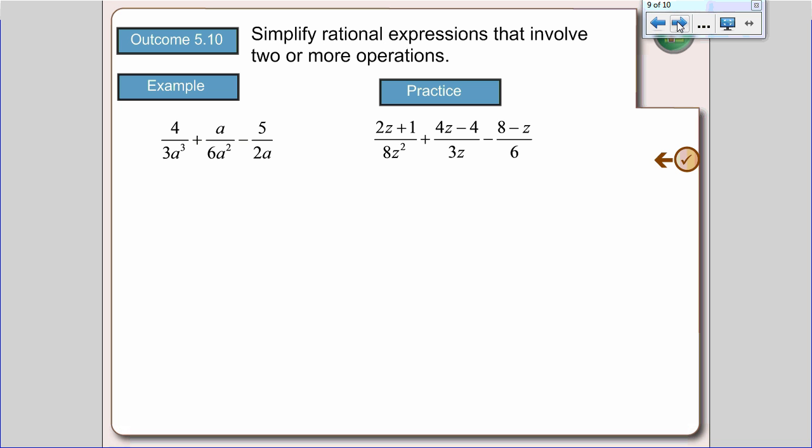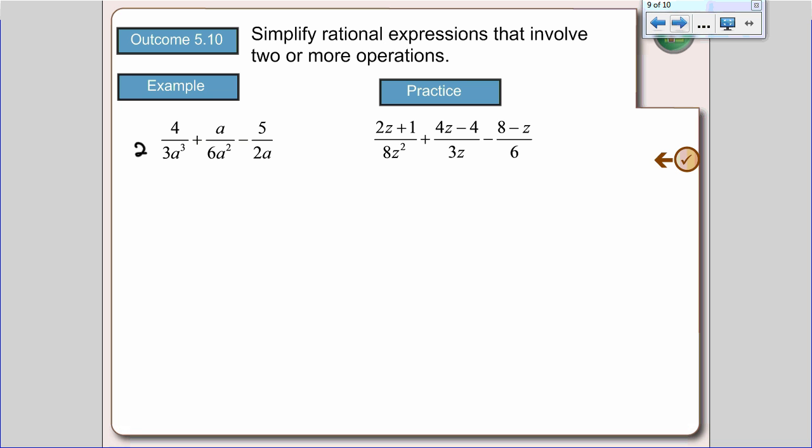So if you look at 3, 6, and 2, what's the lowest common multiple of 3, 6, and 2? 6. What do I have to multiply this first one by to get to 6? 2. And the last one by 3. The middle one, not by anything. But don't you have to add the A's? Yeah, now we have to do the A's.